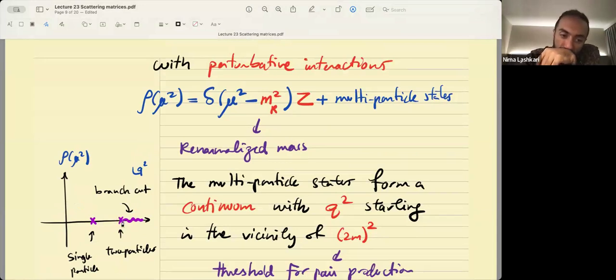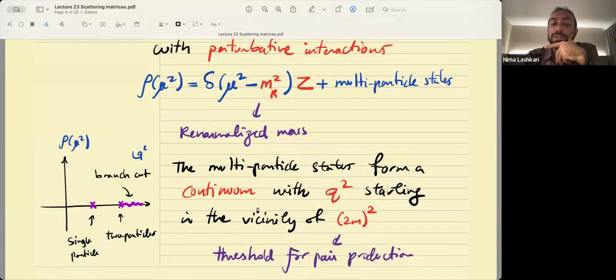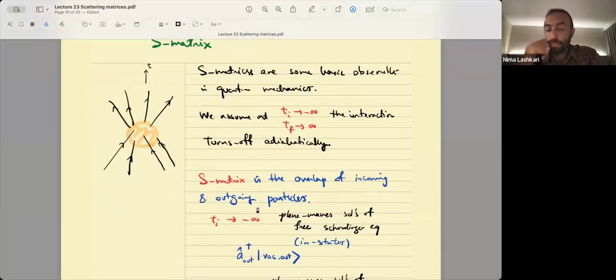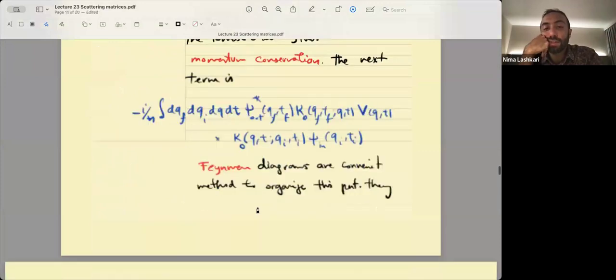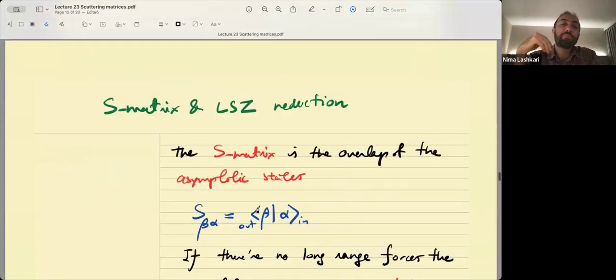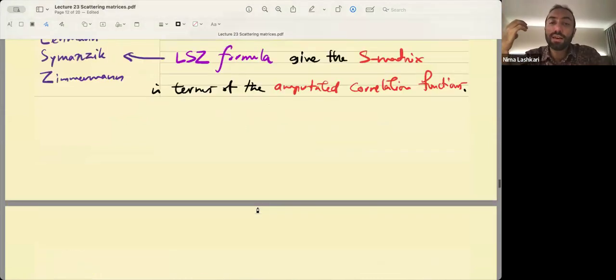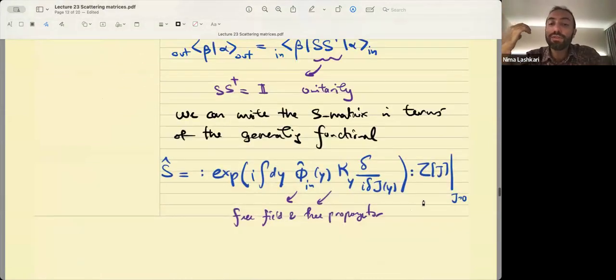There's a branch cut starting in the spectrum of the Hamiltonian, right? There's a branch cut starting from the threshold for pair production of particles. Then we talked about the S matrix, right? The S matrix, the things that you wanted to keep in mind. I briefly mentioned the connection between the correlation functions and the S matrix.